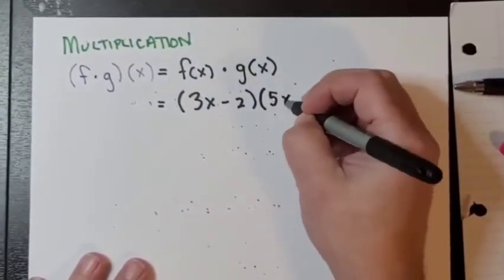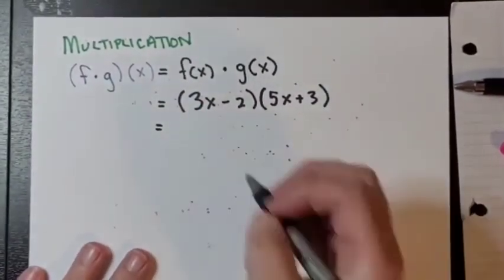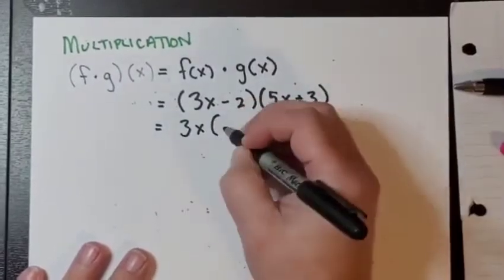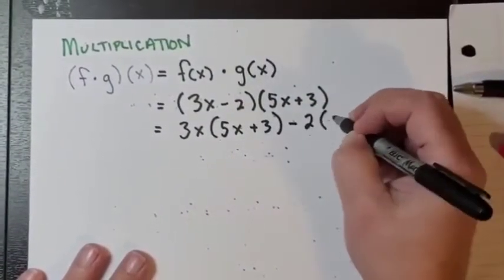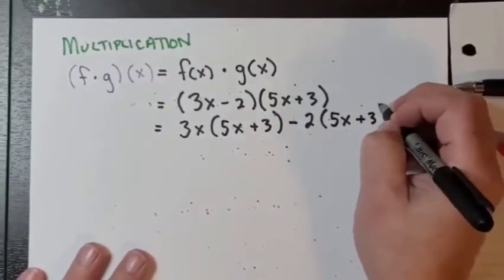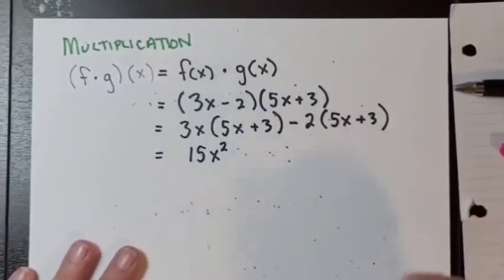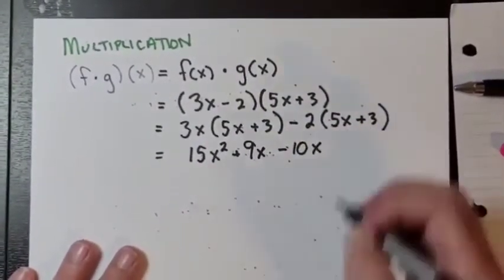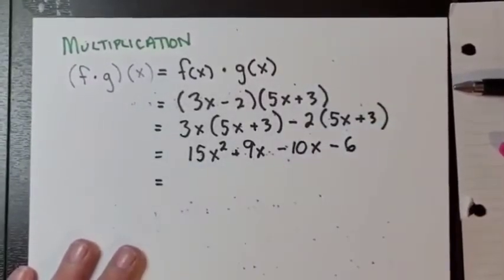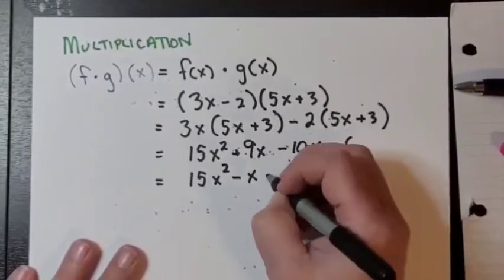Notice this looks a lot like the multiplication of binomials. So here we go. I'm going to take the 3x and separate it and multiply it by the second function. And then I'm going to take the minus 2, separate it, and multiply it by the second function. Then I distribute, and I wind up with 15x squared plus 9x minus 10x minus 6. Remember, the negative sign in front of the 2 goes to everything. Combine like terms, and I'm done.